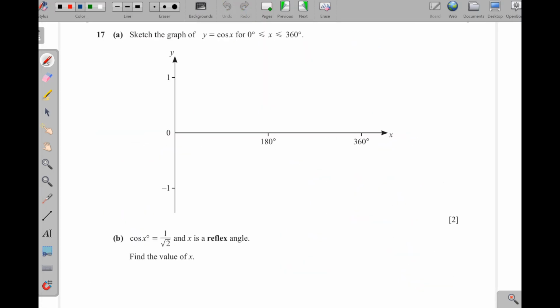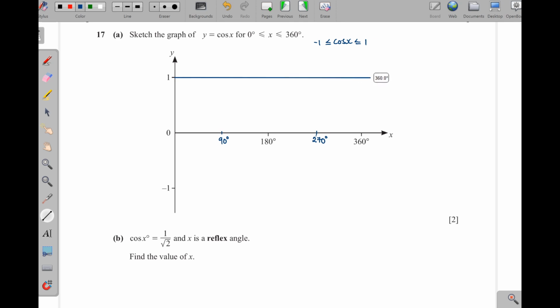Question 17 is coming from trigonometry part. Sketch the graph of y is equal to cos of x for the x ranging from 0 to 360. Now, I will put a 90 here, 90 degrees, then here 270 degrees. Now, cosine of any angle does not go beyond 1, and neither is it less than negative 1. So, to avoid that mistake of going beyond 1 and negative 1, I would draw a line here.